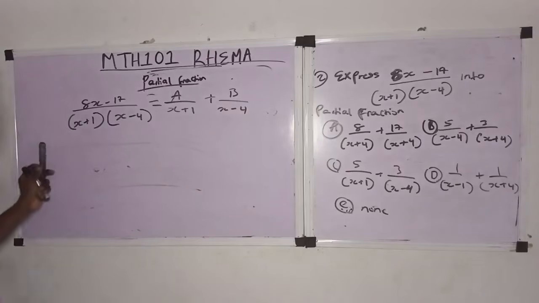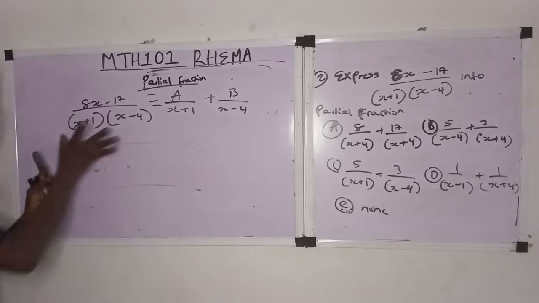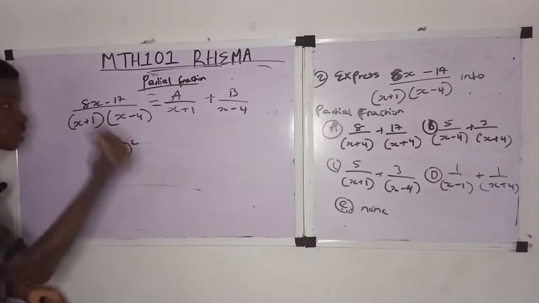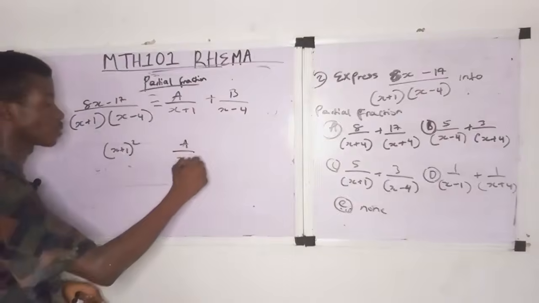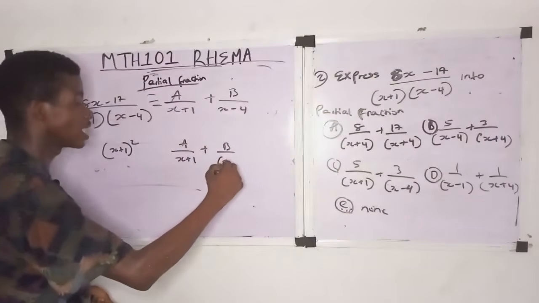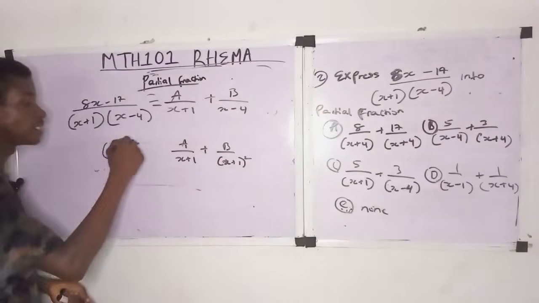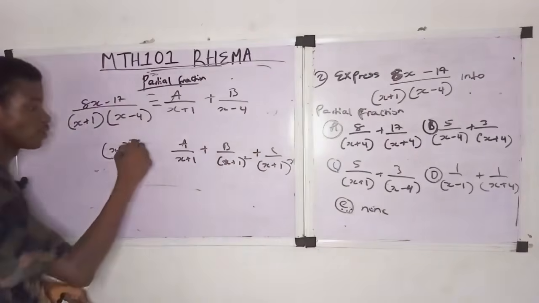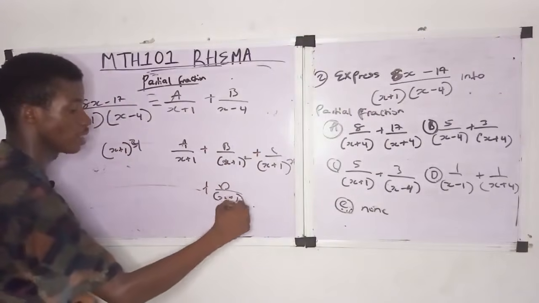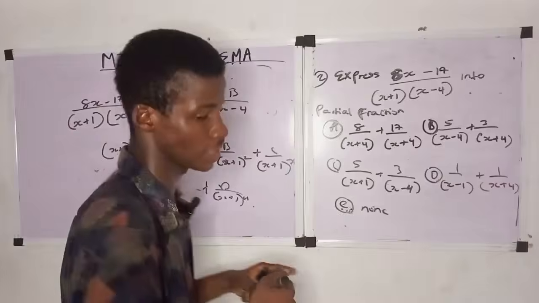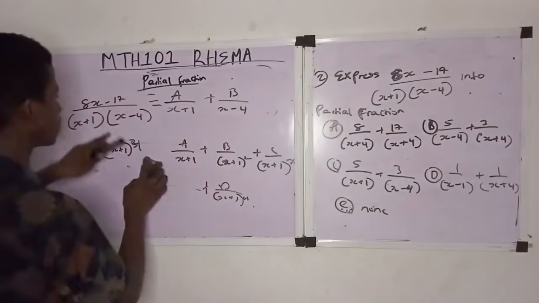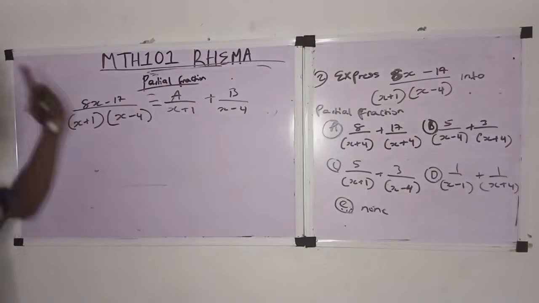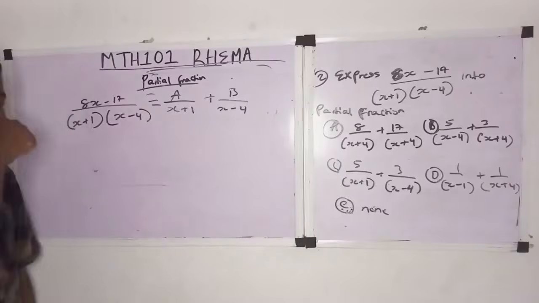There are 3 categories. When it is distinct, it is something like this, but when it is repeated, it will be something like this: s plus 1 all squared. You want something like A over s plus 1, then plus B over s plus 1 all squared. If it's 3, plus C over s plus 1 cubed. If it's 4, plus D over s plus 1 raised to power 4. Now this type of question is not repeated. This one is a distinct linear factor where the highest power of s is 1.